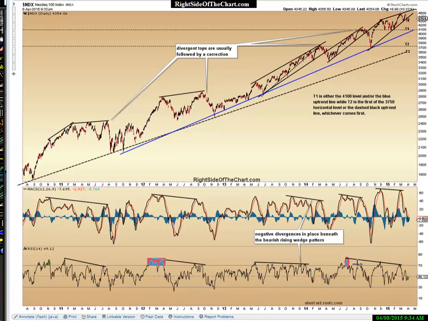When you have these divergences in place, it really greatly helps to confirm a downside break of a bearish rising wedge pattern. So again, look at the history. As these arrows point, every single divergent top on here was followed by a correction. So will it be different this time? I'm not betting my money on that. As I mentioned, I'm short and will remain short, and I'll use this recent strength in the last few days to add to my short position in the Qs.